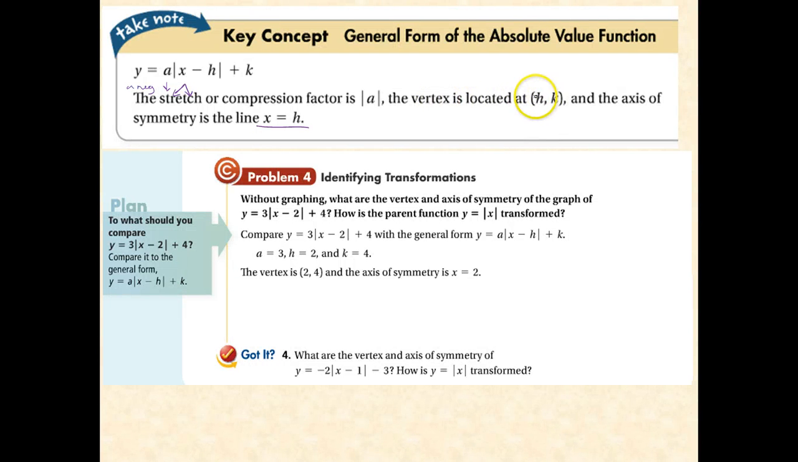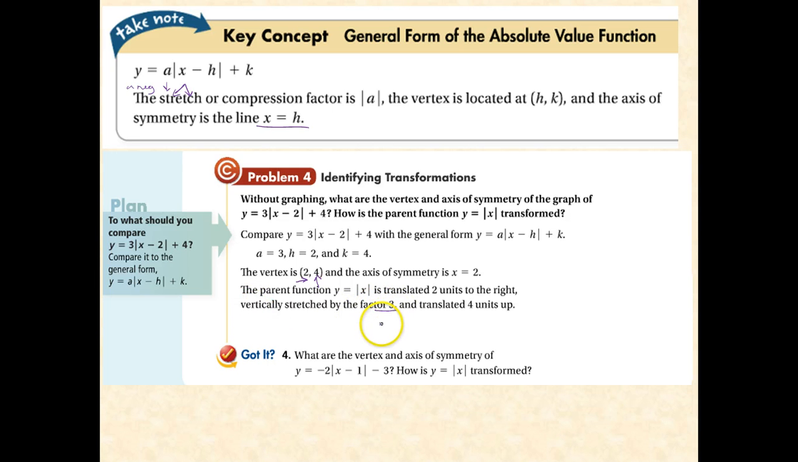So the vertex is h, k, so 2, 4 is the vertex. The axis of symmetry is x equals h, so that's x equals 2. So the parent function y equals absolute value of x is translated 2 units to the right, 4 units up, and vertically stretched by a factor of 3. So minus 2, that means 2 units to the right, plus 4 is up 4 units, times 3 is stretch, 3 times taller. Go ahead and pause and see if you got it.